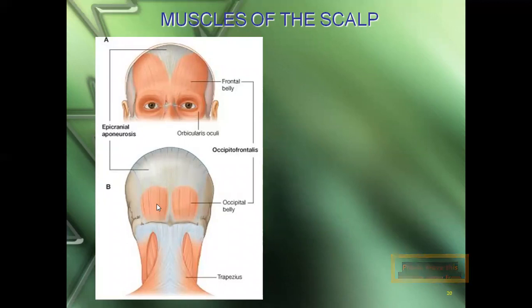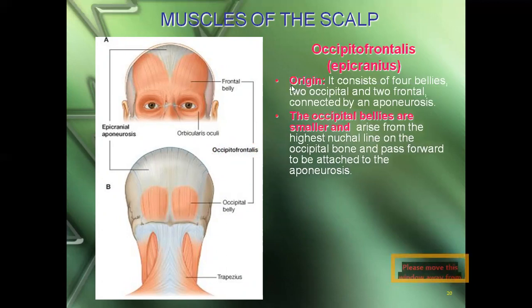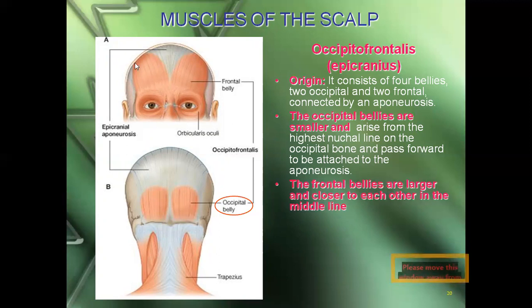Now when you see the muscles of the scalp, in the third layer, the epicranial aponeurosis, I said anteriorly we have the frontal belly and posteriorly the occipital belly. Together you call the muscle occipitofrontalis. It consists of 4 bellies, 2 occipital bellies and 2 frontal bellies, which are connected by the epicranial aponeurosis. The occipital bellies are smaller, arise from the highest nuchal line, which we discussed in norma occipitalis, and pass forwards to be attached to the epicranial aponeurosis. The frontal bellies are larger and closer to each other in the middle line.